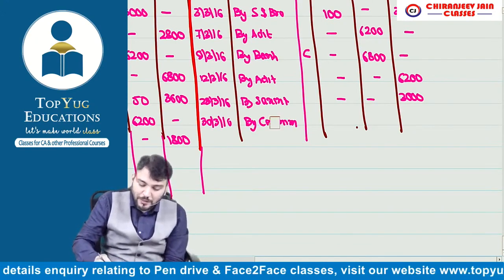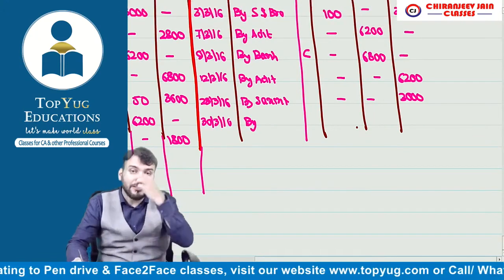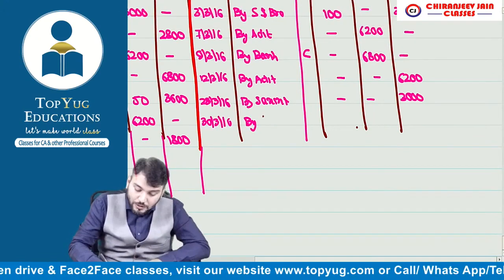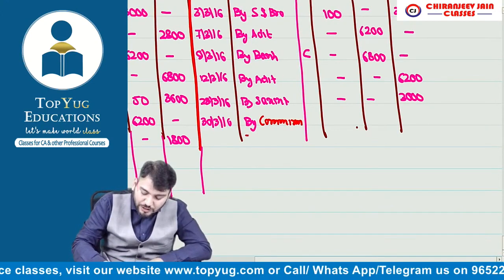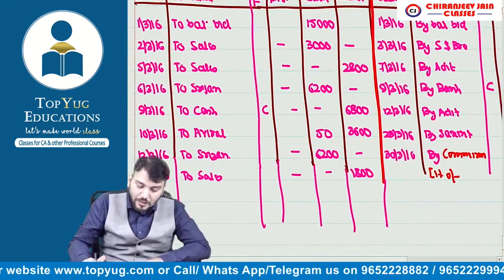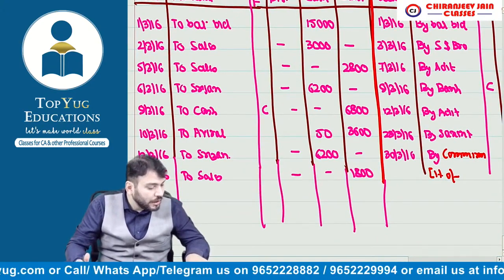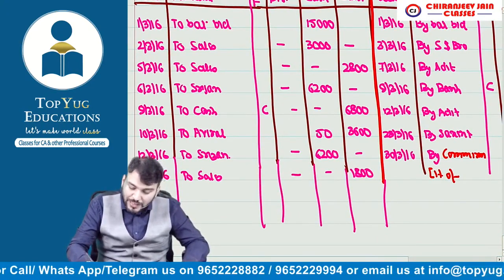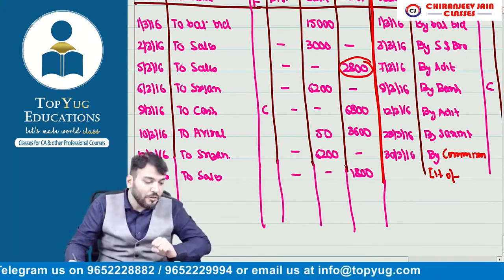but they have not given the amount. So you need to calculate it on the two sales which have been done through debit card and credit card. So write by commission. By commission means 1% of what? There were two sales. Let us check the amount. The credit card sale was 2800, and the debit card sale is how much?